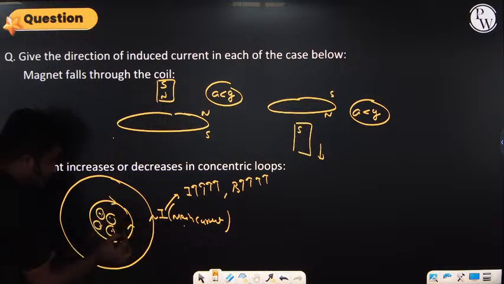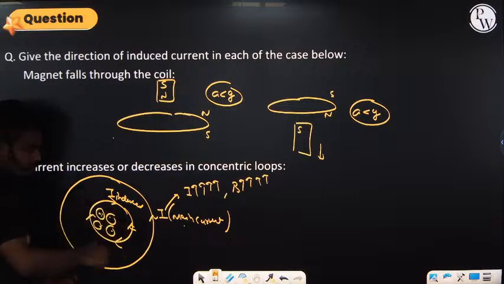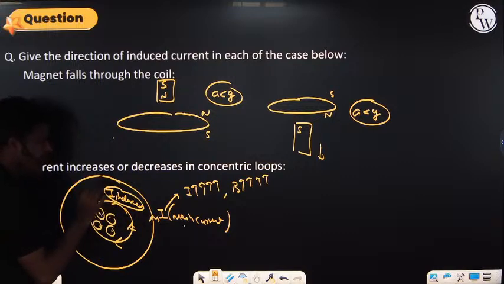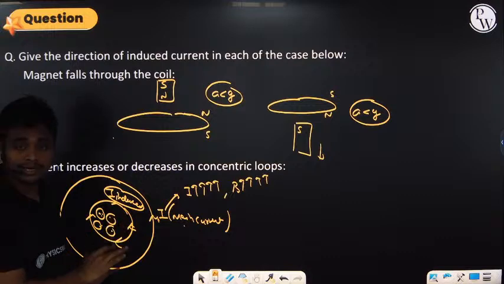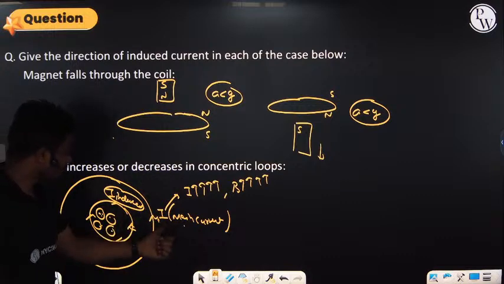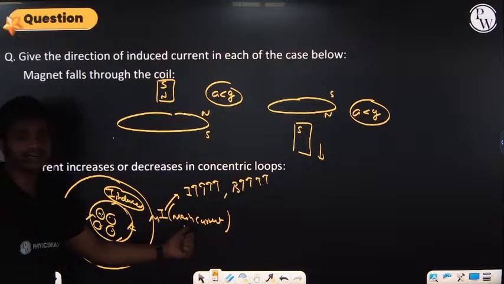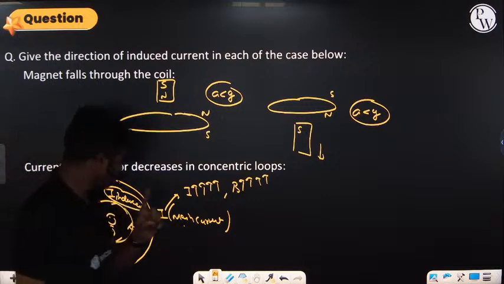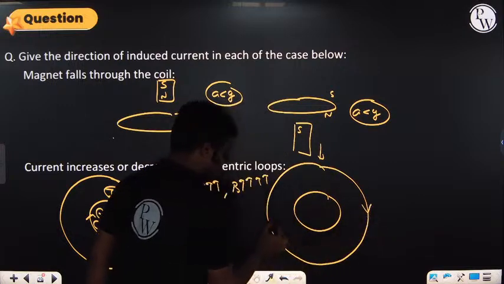So in this case, the direction of the induced current should be in such a way that because of this direction, the magnetic field should be inward. So here, if this one is I and this one is the induced current, both will be in opposite directions if the current increases. And this is also the principle of self-induction. Remember this line.